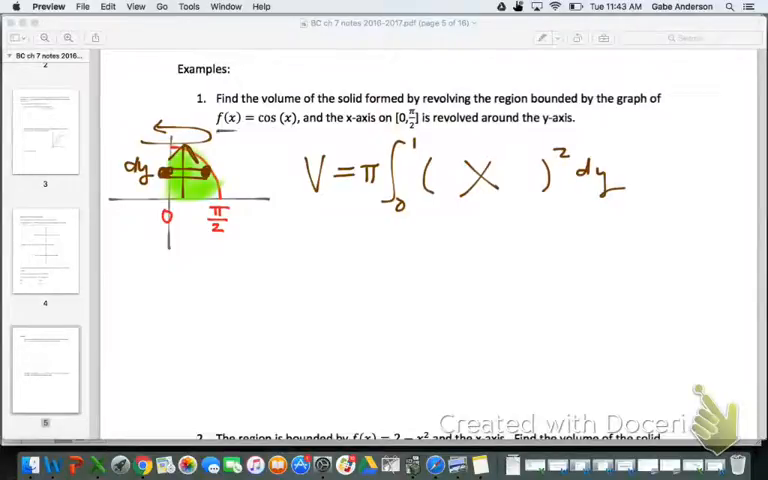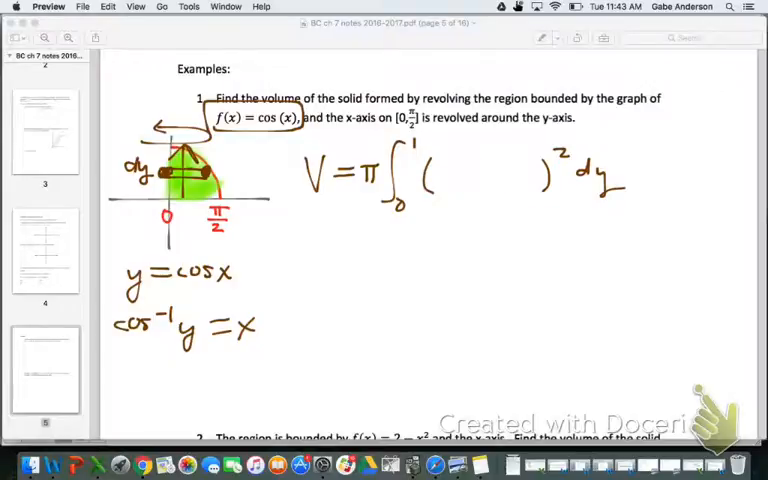So you guys are taking this, and what are you doing with it? Solving for x, right? So it's y equals cosine of x. You do the inverse cosine of both sides, and you get this. And so we can replace the x that was in there with the inverse cosine of y.